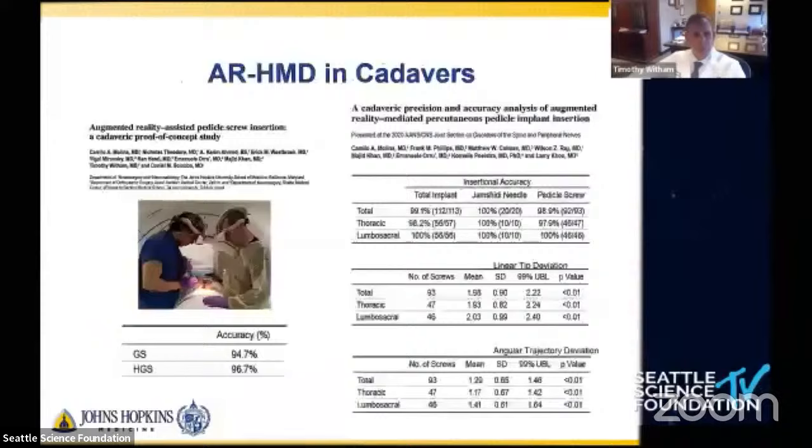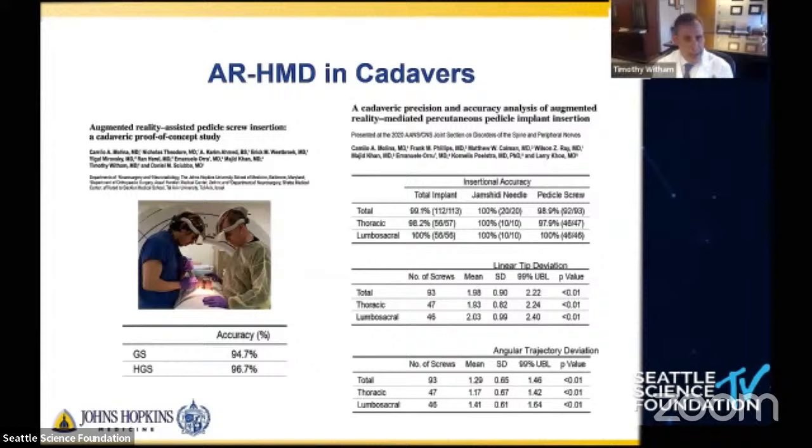So for the next part of the talk, I'm going to focus a little bit on the X-Vision and the experience with the X-Vision, which was the first FDA-approved augmented reality system for spine surgery in the United States. The process for FDA approval came through cadaveric studies, both open and MIS, which had to demonstrate the accuracy of instrumentation placement using this system. I was fortunate enough to be involved with the first open cadaveric study, and the accuracy rate came in at about 95%.